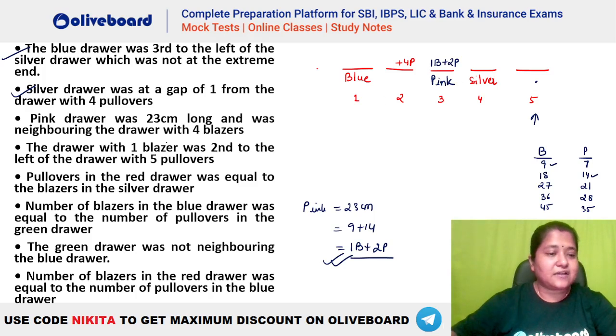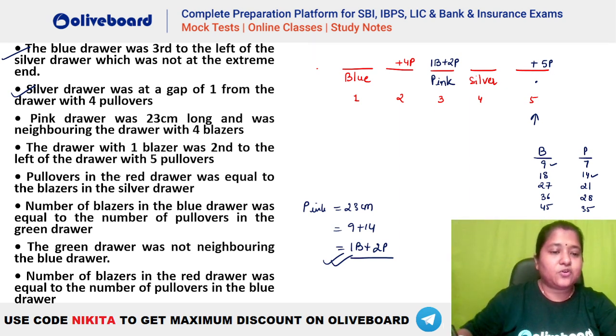And it is given that the drawer with one blazer is second to the left of the drawer with five pullovers. That means we have five pullovers in here. This should be your five pullovers. So one blazer is second to the left of five pullovers, and it will be like this.